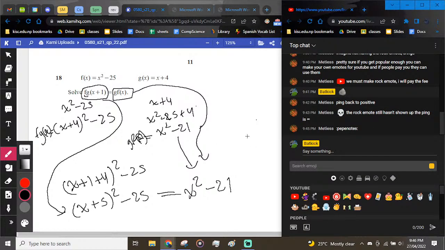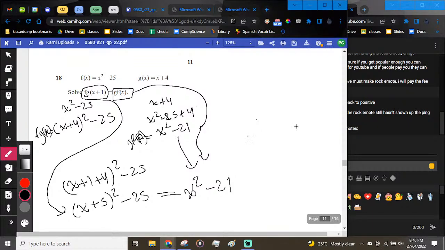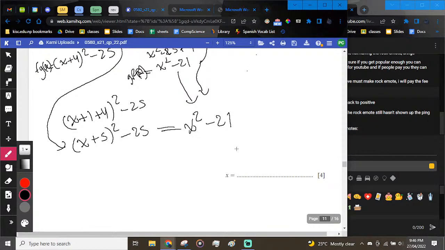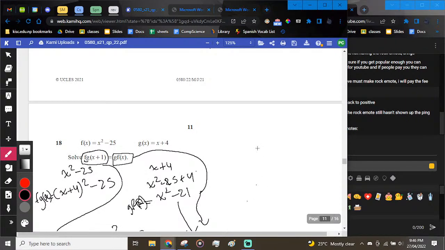Algebra. More like algebra. Bruh. You can flatten this out. x squared plus 10x plus 25 minus 25, which cancel these guys out. And now, oh boy, I sure do love quadratic equations. Can't wonder what will go wrong.